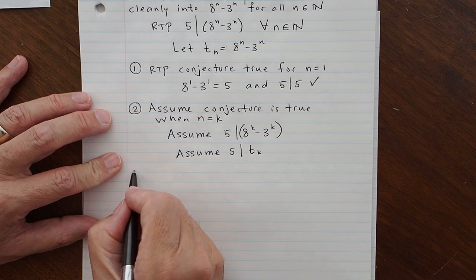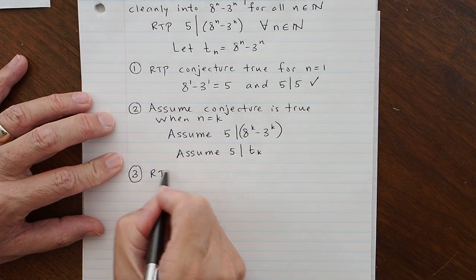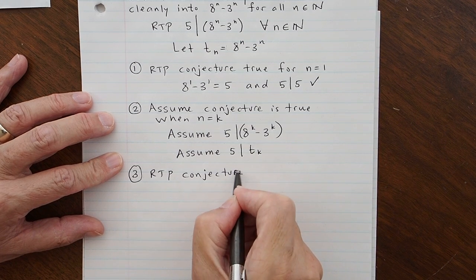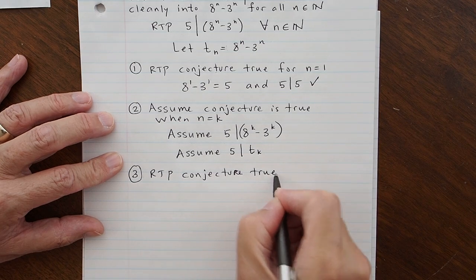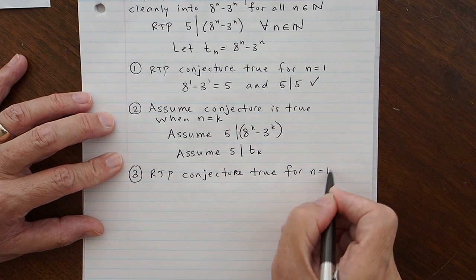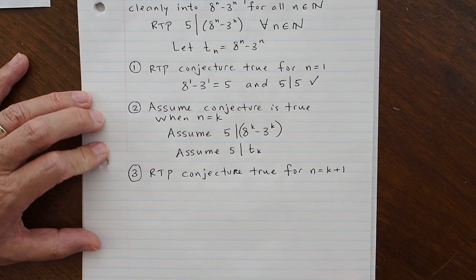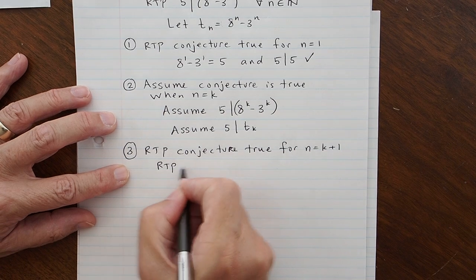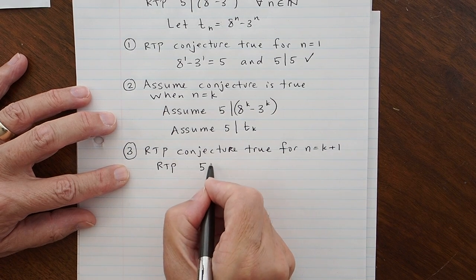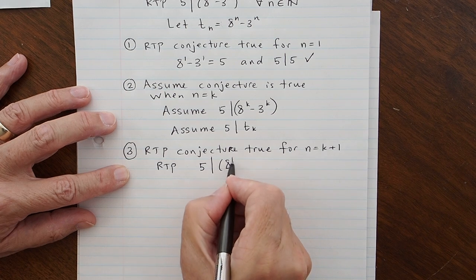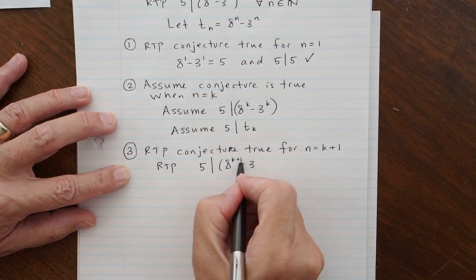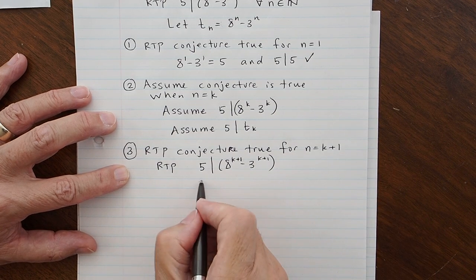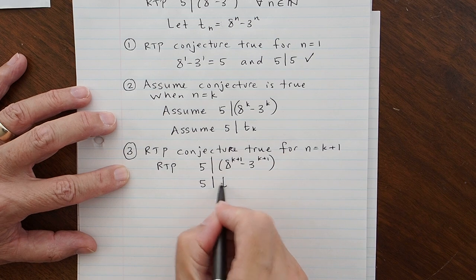Alrighty, on to the third step. We are required to prove the conjecture is true for n equals k plus 1. That is, we are required to prove that 5 divides cleanly into 8 to the k plus 1 minus 3 to the k plus 1. Or that 5 divides cleanly into t_(k+1).